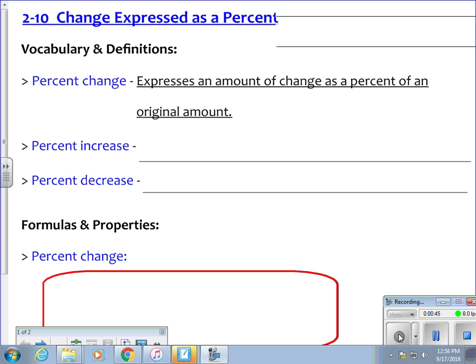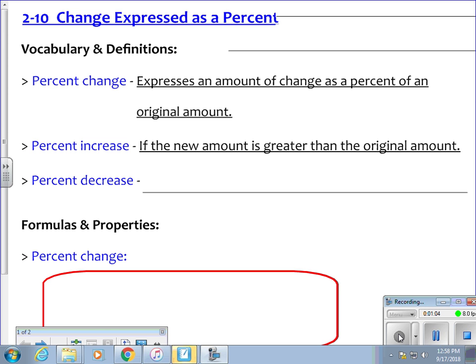You do see this often quoted in the media, percent increase, percent decrease. This is mathematically what they're talking about. So this is something you read about a lot. You probably have current events and stuff like that where we'll talk about stuff like this in some of your other classes. This is what they're dealing with.